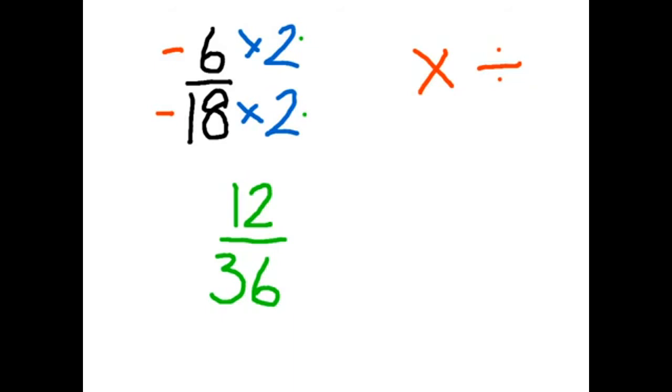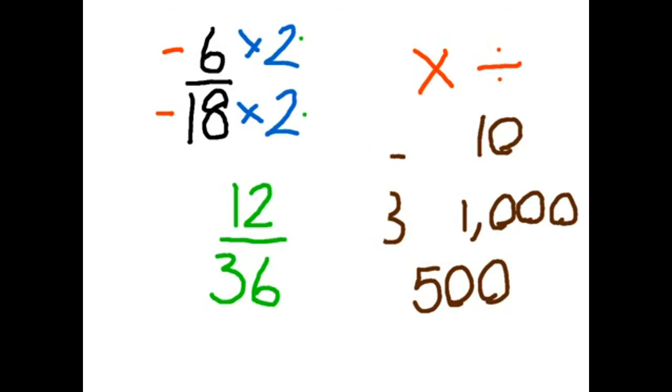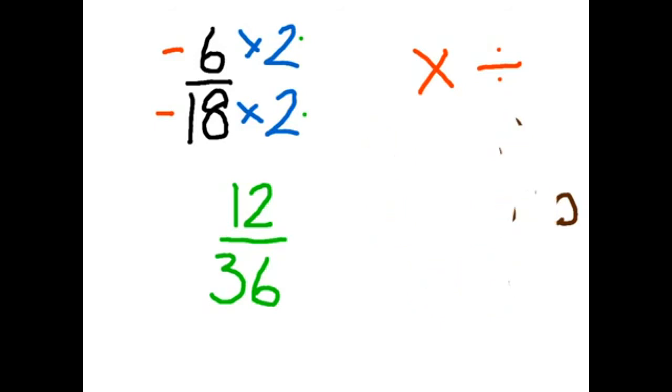We can multiply the numerator and denominator by any number, not just by 2. We could multiply by 4. We could multiply it by 10. We could multiply it by 3, or even 1,000. Maybe 5, maybe 50, 500. We can multiply it by anything really. Okay, 72.